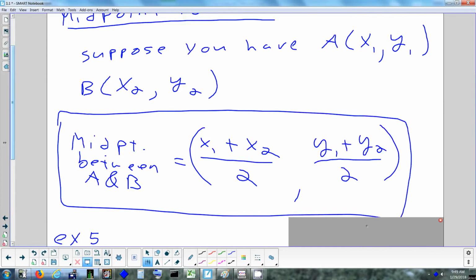And I try not to think of this as some other formula to remember. I just think of it as averages. Average the x's, average the y's. That's the midpoint, as long as you know how to do an average. Add them up and divide by how many you have.